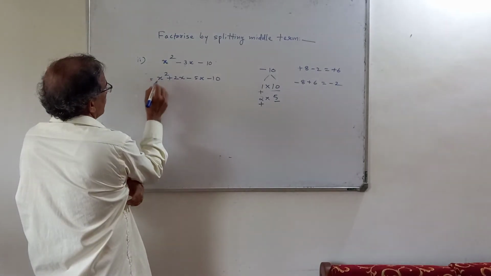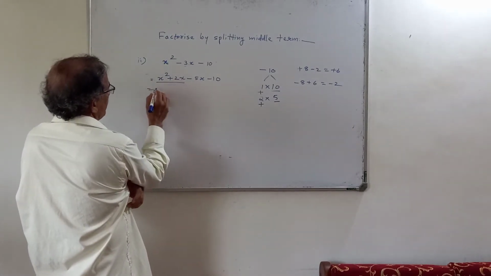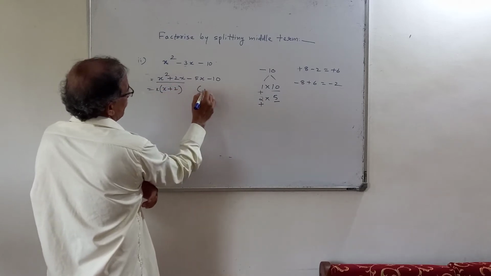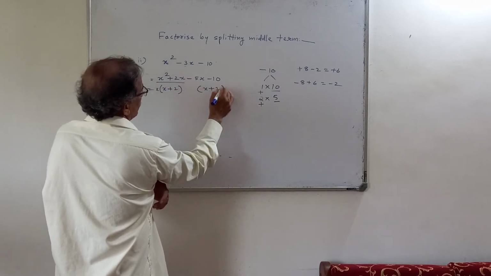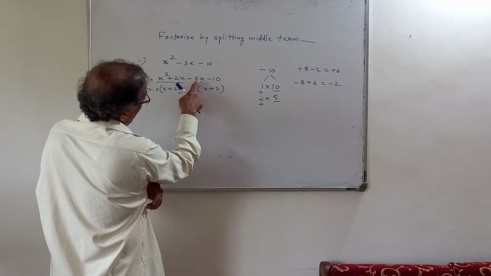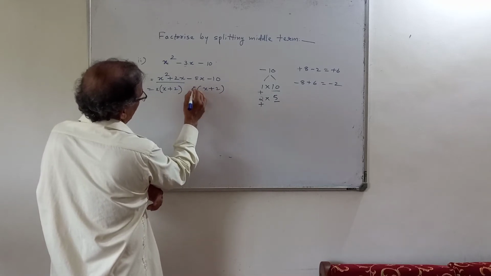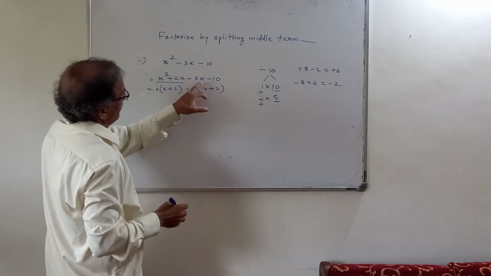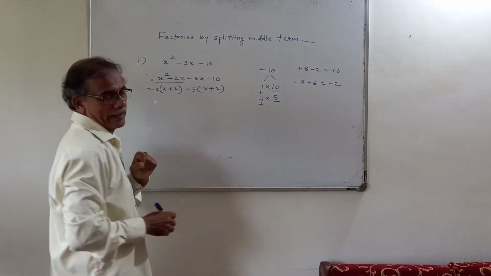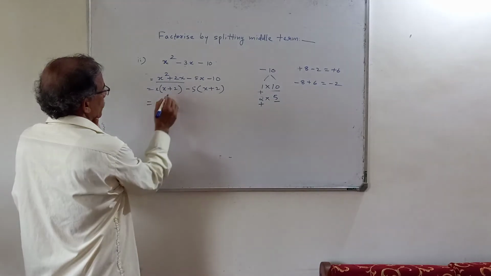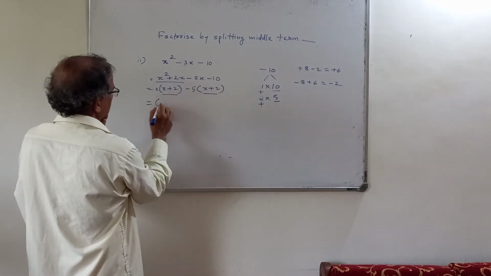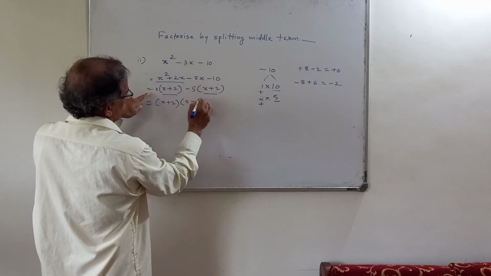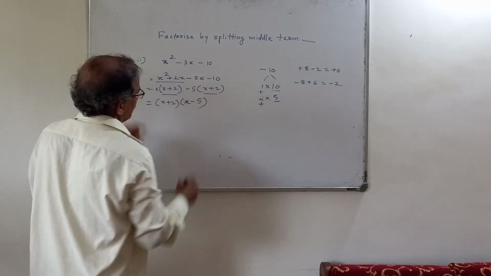Now, what is common here? X. So what is remaining? X plus 2. Put straightaway x plus 2. Here it is 5x, so x multiplied by 5 and this is minus sign. See, minus 5 into x is minus 5x, and minus 5 into plus 2 is minus 10. Over. So this is now common, right? First. And this non-common you write in the second bracket.